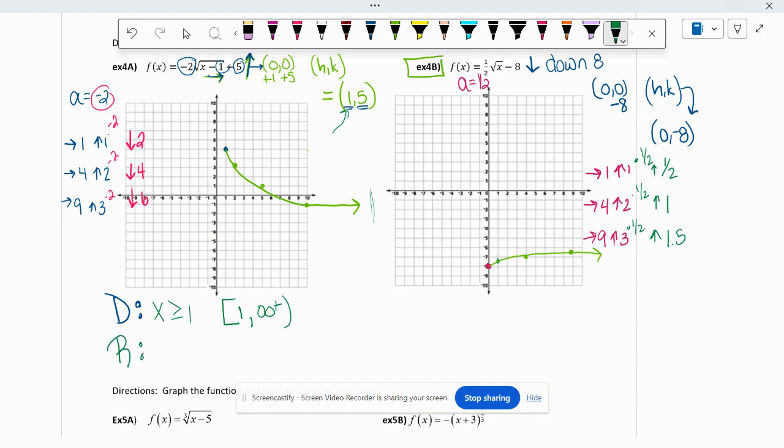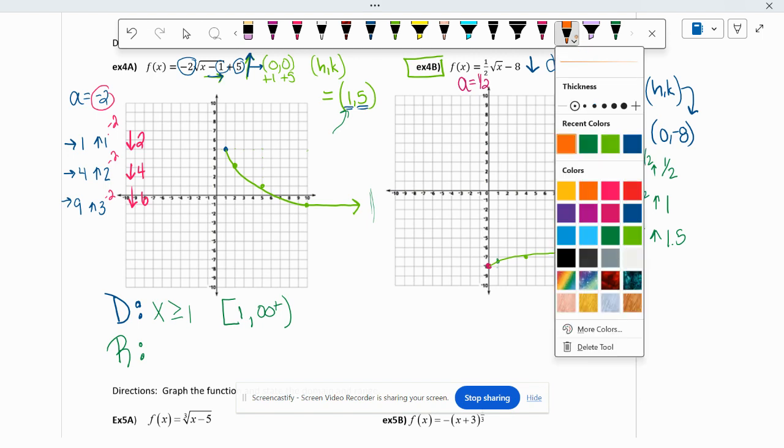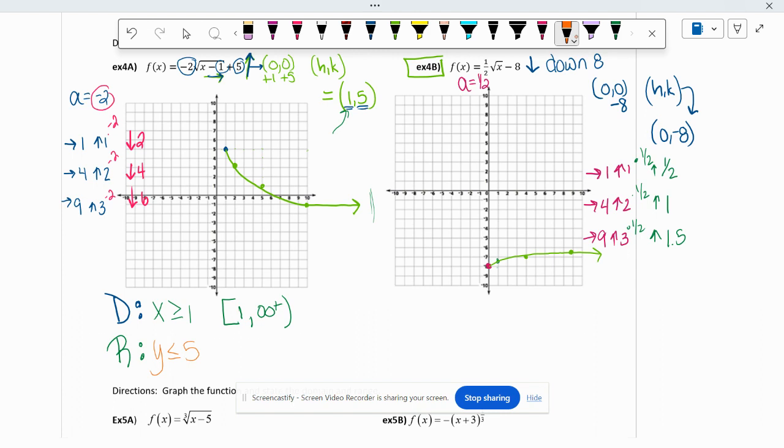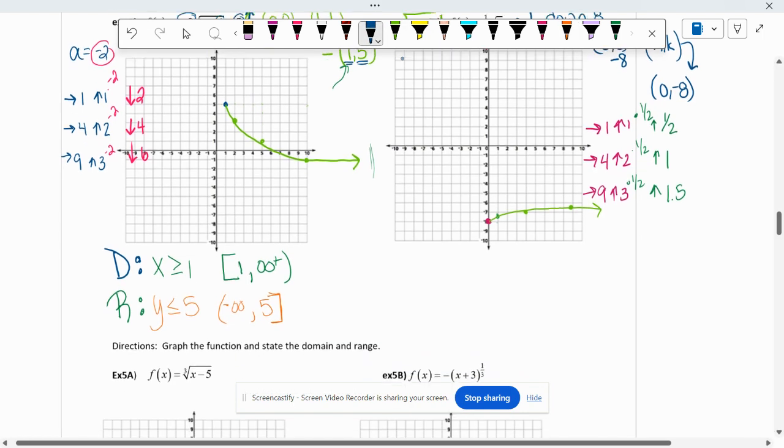Let's talk about my range. Well, my range, those are my y values. My highest y value is 5. 5 is my starting point, but it's reflected. That negative means it's reflected. So the highest value is going to be 5. And everything else is going to be smaller than that. So I actually am going to go all the way down to negative infinity. So that's going to come first. 5 is the highest point, so 5 is the largest number in my interval.